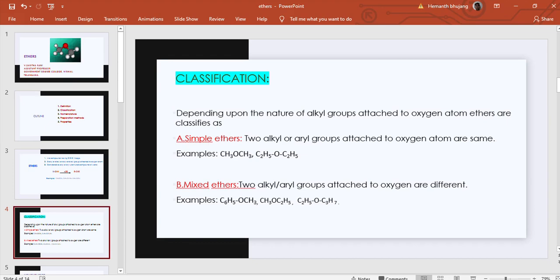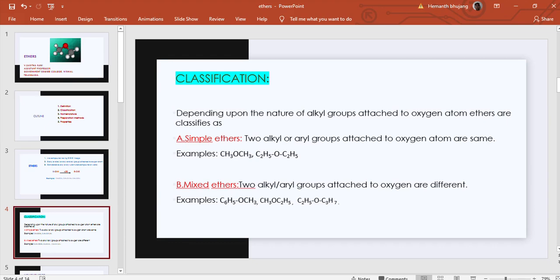So what are simple ethers? Simple ethers are those ethers in which the two alkyl groups or two aryl groups attached to the oxygen are the same. Here you can see centrally we have oxygen, and on either side we have two methyl groups only, so two same groups. In the second example also, on either side of the oxygen we have two ethyl groups only. So we can call this a simple ether. These two are examples of simple ethers.